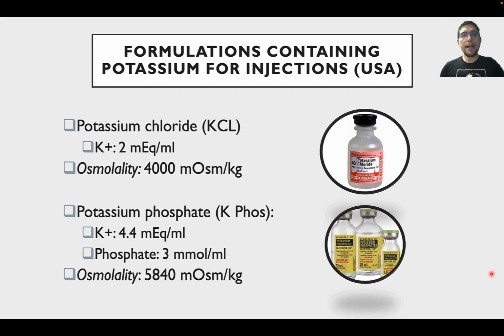So on this slide, you will see two examples of the most common IV formulations of potassium. Potassium chloride, KCl, with a typical concentration of 2 mEq per ml, and potassium phosphate, also known as KPhos, with potassium and phosphate in it. These two formulations are most common in the United States.